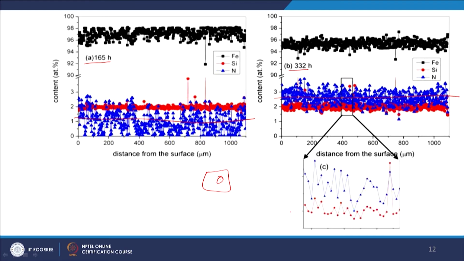If this is the nitride particle, then if there is more nitrogen, we should also see more silicon. That is what you see here: when there is a peak in the nitrogen content, you also see a peak in the silicon content. So, in this case you are forming silicon nitride precipitates, but the kinetics are extremely slow. That is what we can see from this.